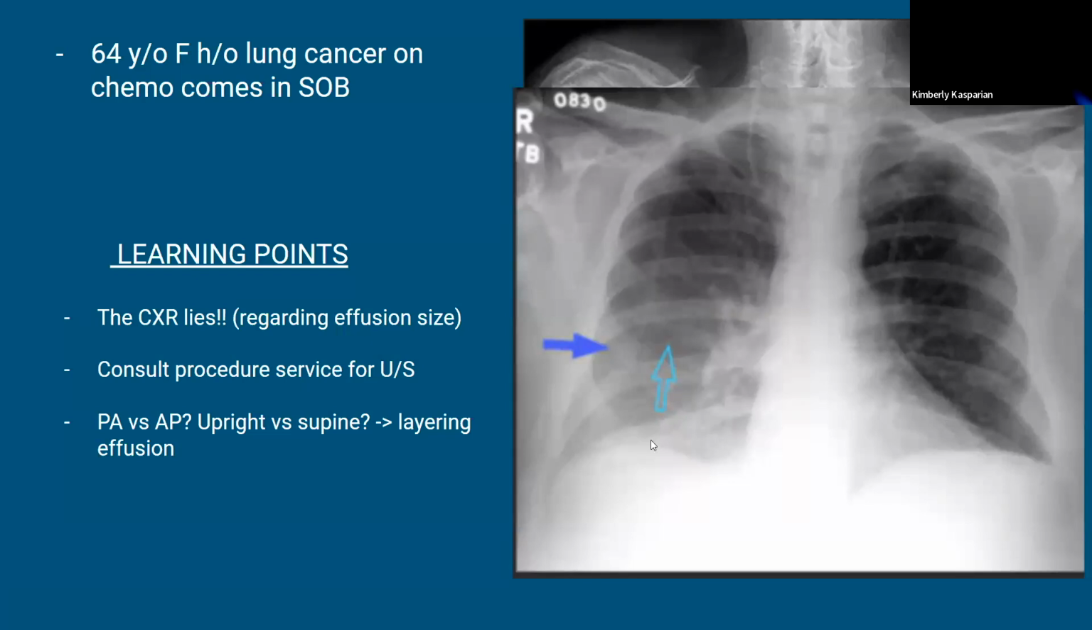So yeah, this is called a layering effusion. Essentially, if you're laying down flat like this, the fluid is just laying out flat in that lung. So there's no way to tell if this is small, medium, or large. It's just a thin layer of fluid that's all behind the lung there. So again, feel free to consult procedure service. Questions on that?